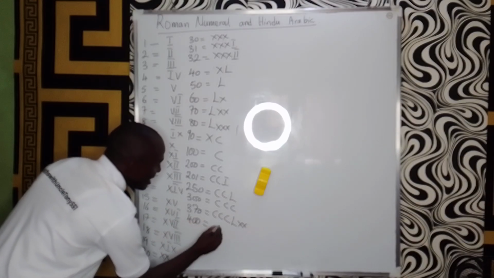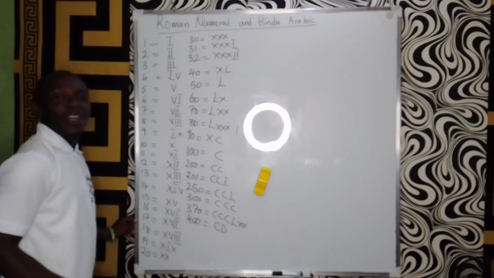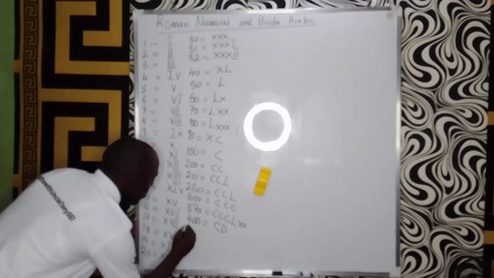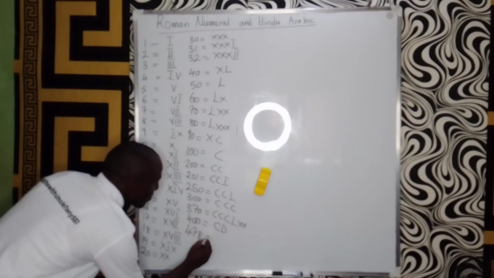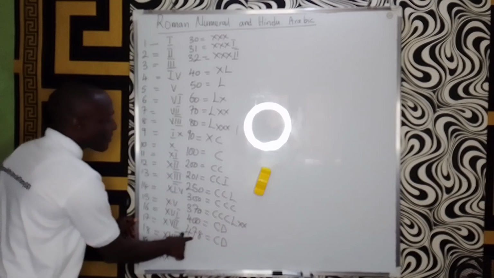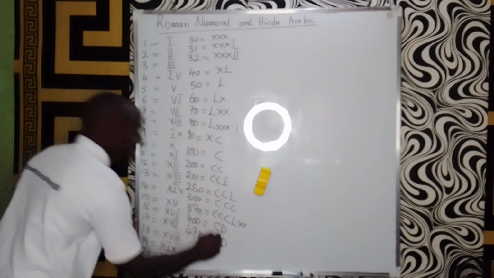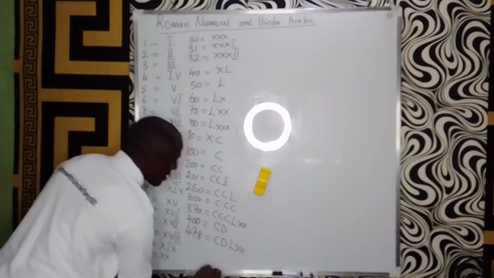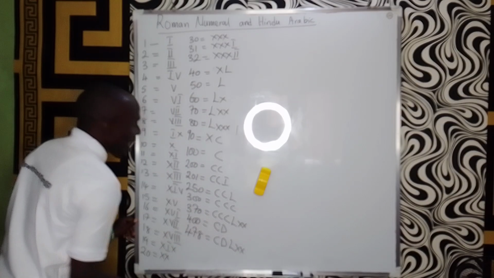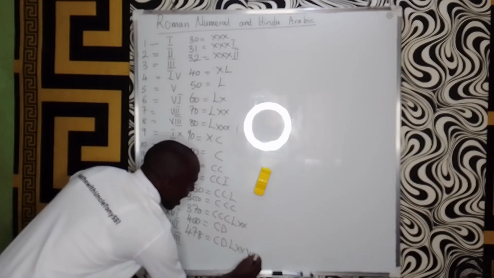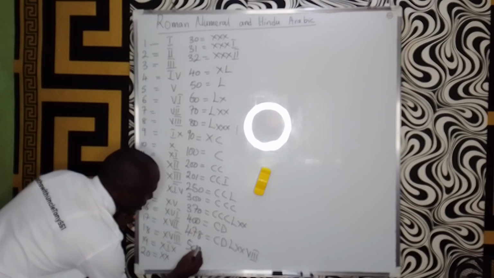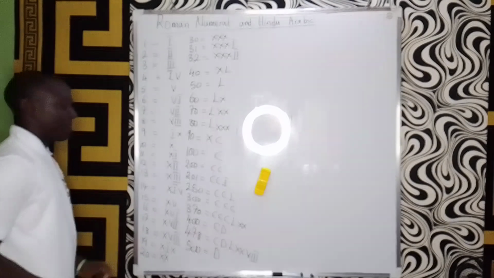My 400 is CD. So what is 478? 400 first, CD. Then 70, LXX. This is 78. What is my 8? VIII. This is 478. Then 500 is D.